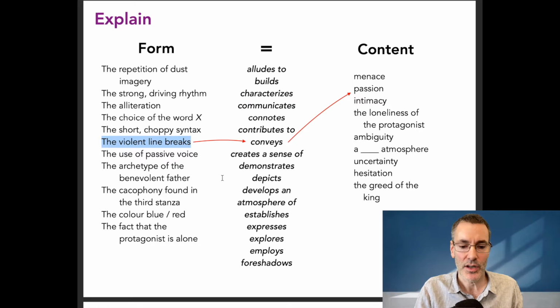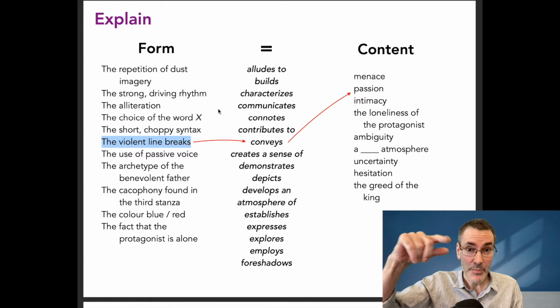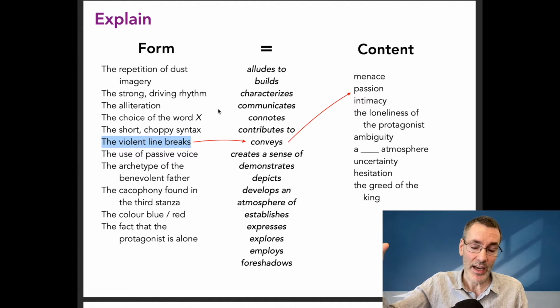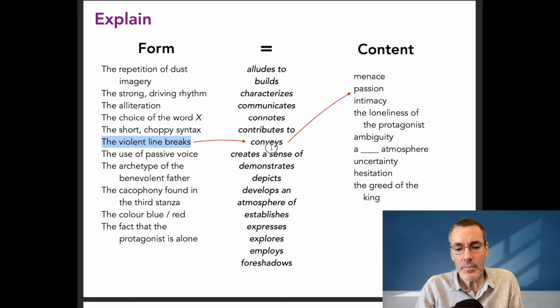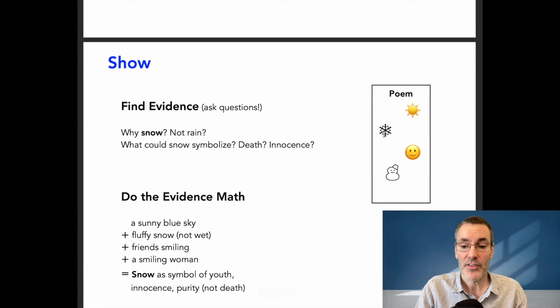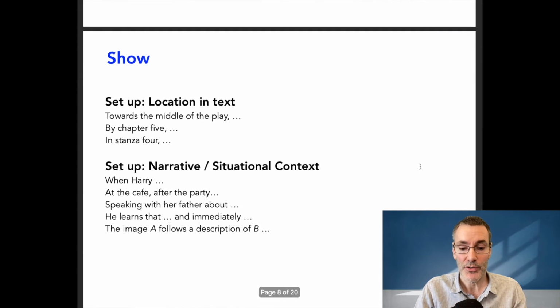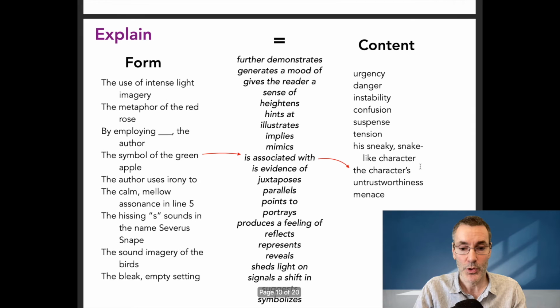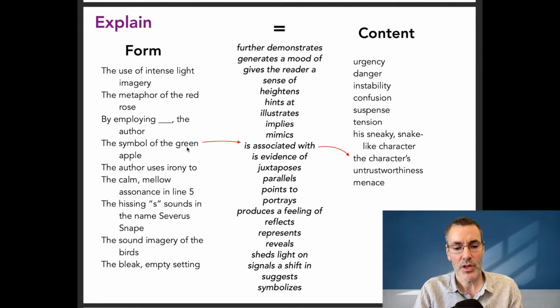Let's say you're seeing violent line breaks in a poem. It's an author's choice. They chose not to have long, flowy sentences or lines. They chose to break those lines in a very violent way. Well, what could it mean? It could convey the passion of the lovers. And again, how do you know that that's true? If that's what your first instinct is telling you it means, then do what we talked about up here: piece it together with other pieces of evidence, and then you're on pretty solid ground, which is exactly what scientists do. Cool, eh?